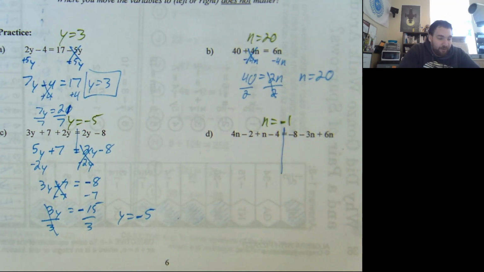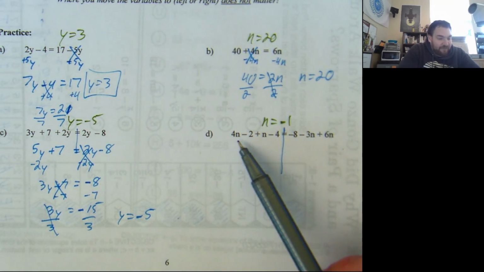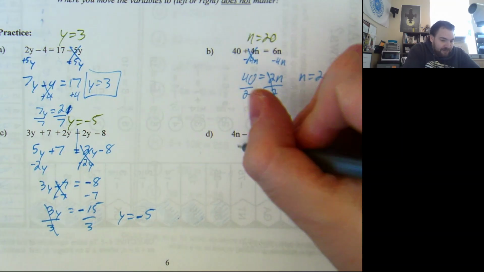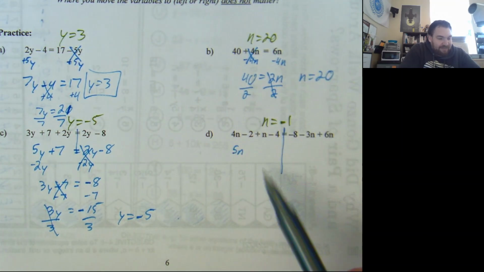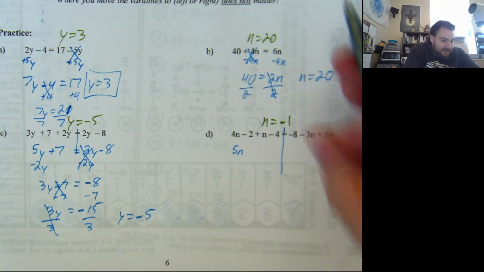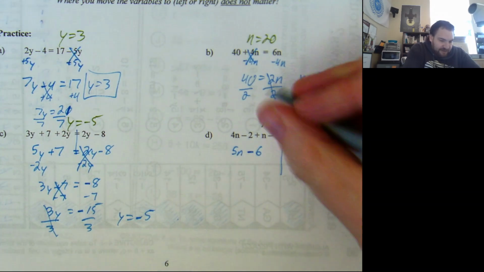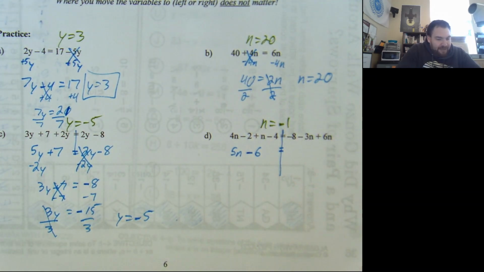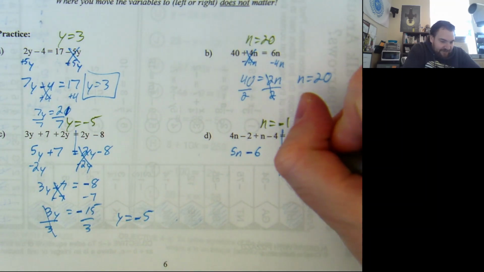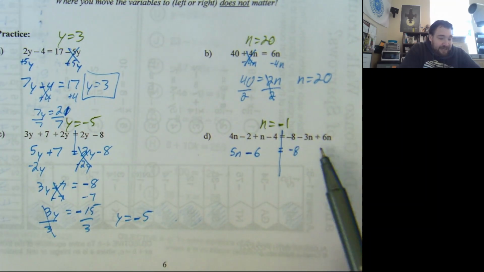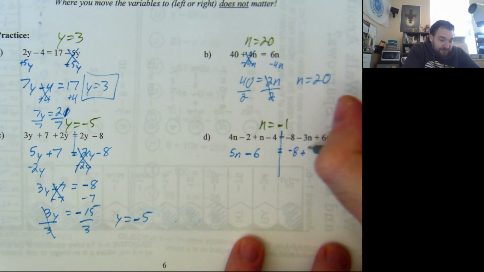First step is grouping our like terms. I've got a 4n and a positive n. It's going to give me a 5n. I've got a negative 2 and a negative 4. That's going to give me minus 6. Left side grouped. That's going to equal. I'm going to group my like terms on the right-hand side. Negative 8 has no one to group with. Negative 3n plus 6n is going to give me plus 3n.